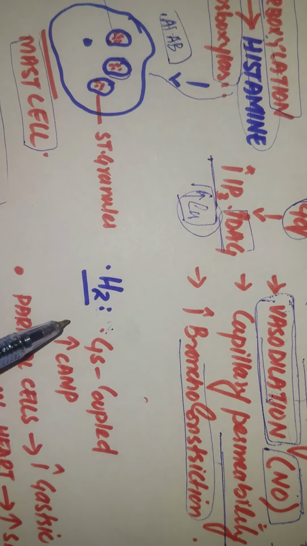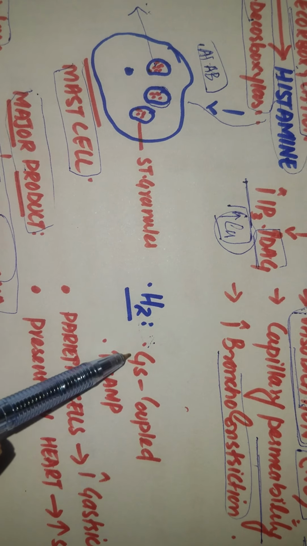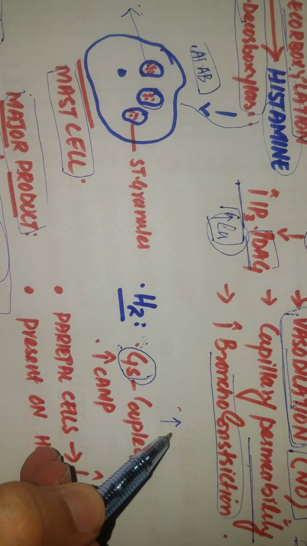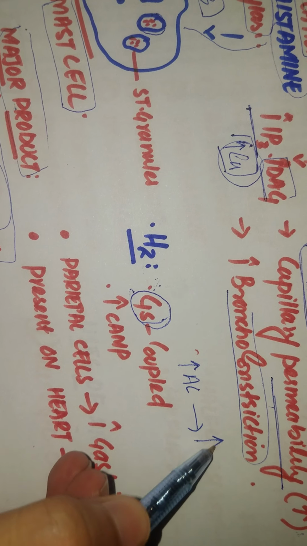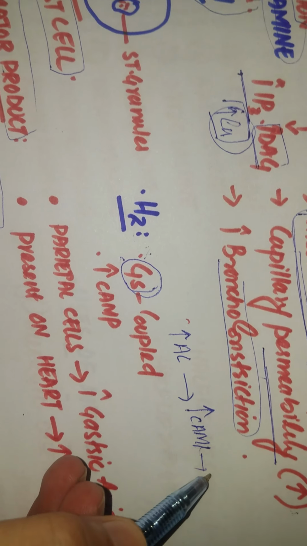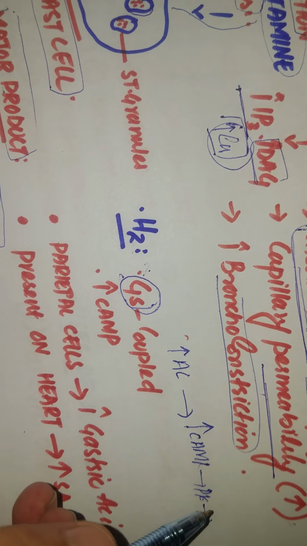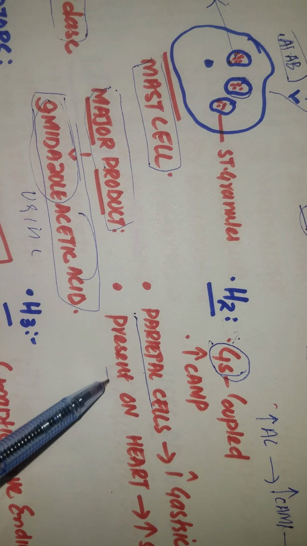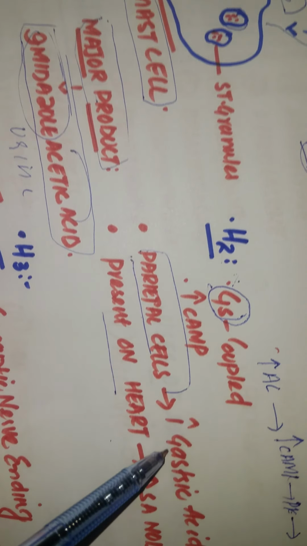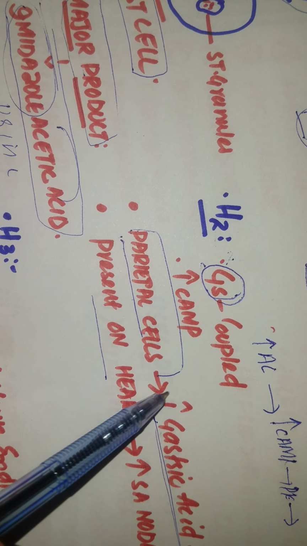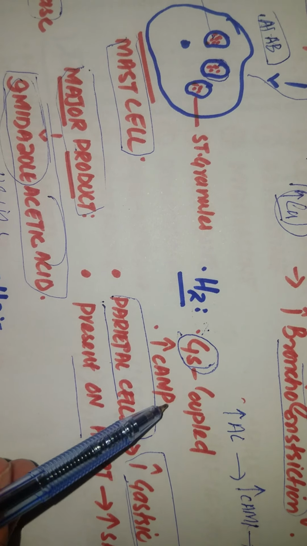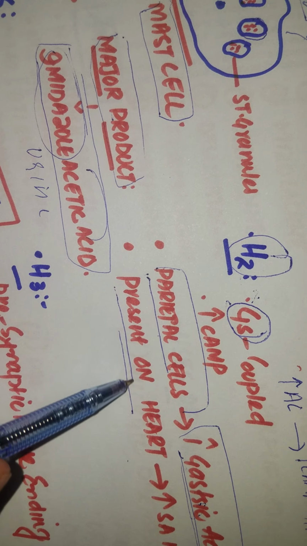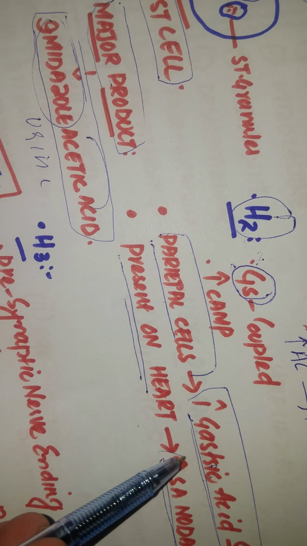The second type of receptor is the H2 receptor. Note that they are not Gq coupled, but Gs coupled, meaning they will increase adenylate cyclase, which will increase the level of cyclic AMP, then the protein kinases, and then they will cause the phosphorylation of many channels. They are mostly present on the parietal cells and on the heart. On the parietal cells, they cause an increase in gastric acid secretion. That's why we can give anti-H2 drugs in peptic ulcer. They are also present on the heart and increase the SA nodal activity.